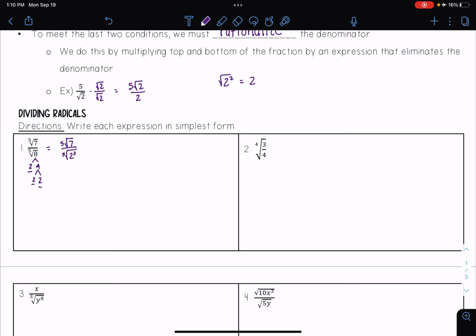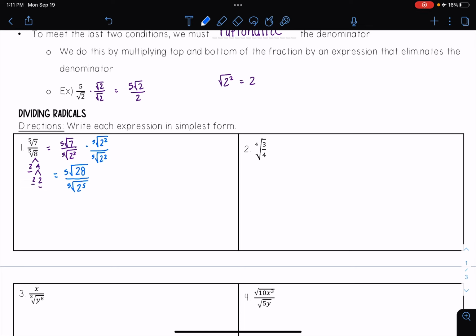And in order to get rid of that radical, I have to have a power of 5. This is a power of 3. So in order to get that power of 5, I can multiply top and bottom by the 5th root of 2 squared. When I do that, I get the 5th root of 7 times 2 squared, so 2 squared is 4, so I get 28, over the 5th root of 2 to the 5th.